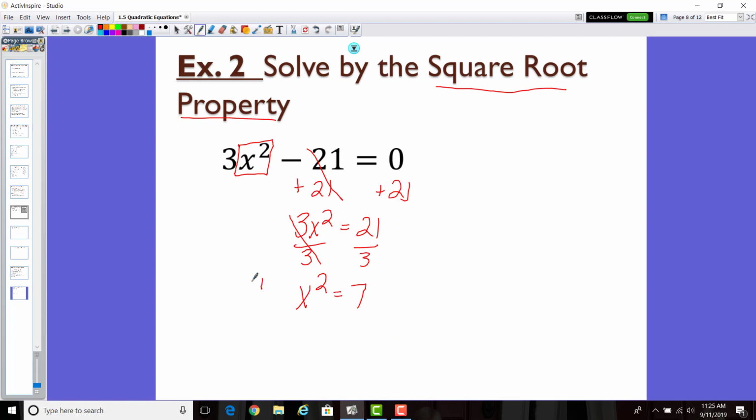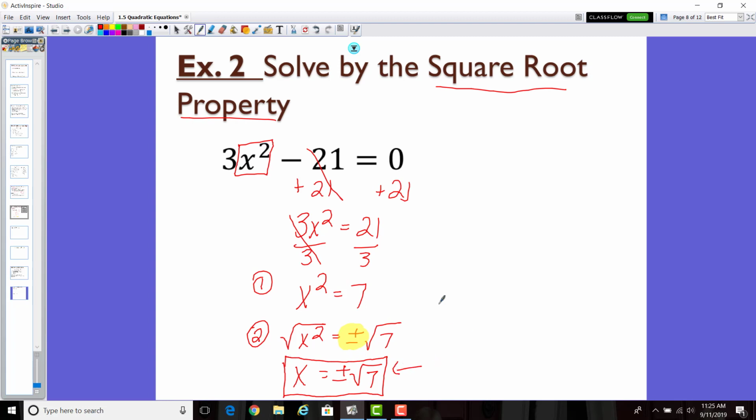Once we are here, we had to do all that work to get to step 1. Step 2 says you can take the square root of both sides. We do that because square rooting a square is the inverse. And by property, when you take the square root of both sides, you have to include that plus or minus. So our answer, the square root of x squared is x. The square root of 7 does not reduce. So we have two answers, positive or negative square root of 7.